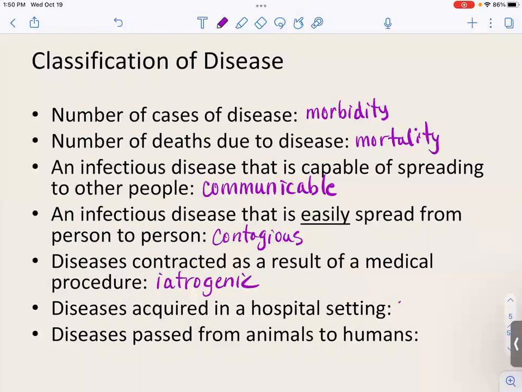Diseases acquired in a hospital setting, nosocomial. You've heard that term before. And diseases passed from animals to humans, those are zoonotic infections or zoonoses. So a lot of terms.